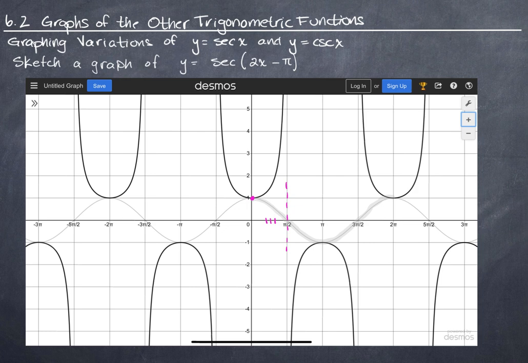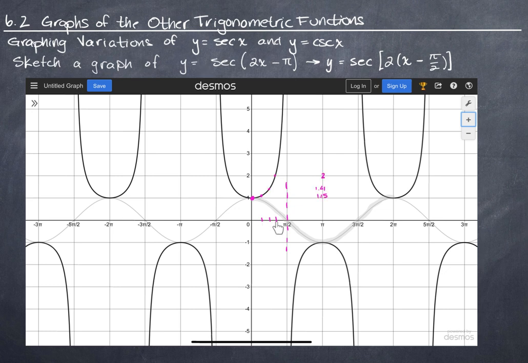Now, again, as I've done many times in the past, we need to rewrite this function so that it says the secant of, and we're going to factor out the 2. That means dividing a 2 out from 2x and dividing a 2 out from pi, right? In this case, there's no vertical shift and there's no stretch factor.